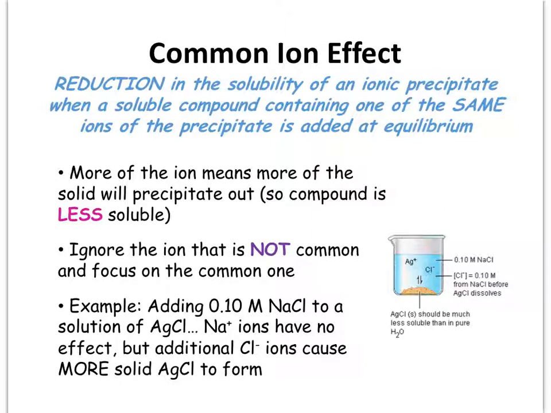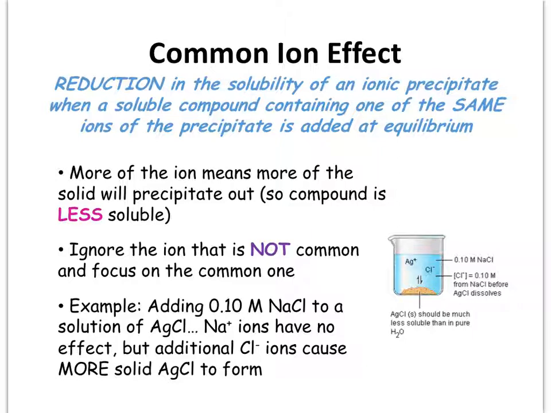So anytime you see a similar ion being added to your precipitate here, you are always going to have a reduction in the solubility. So we ignore the ion that's not common and focus on the common one. If you can see in the little example here, it says if you add 0.10 molar NaCl to a solution of AgCl, the Na+ ions in the NaCl have no effect here because they're not in the AgCl. But now essentially you're adding more Cl- ions. So this affects the solubility.